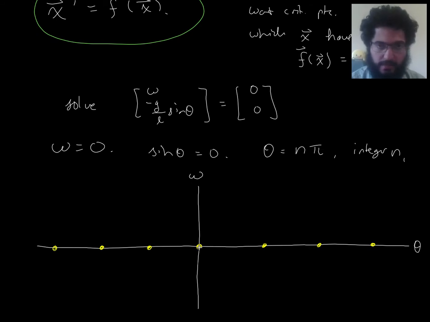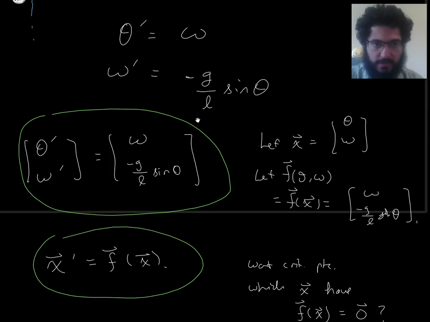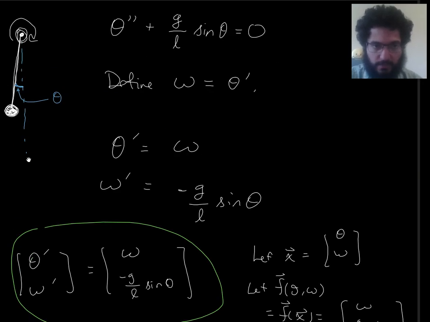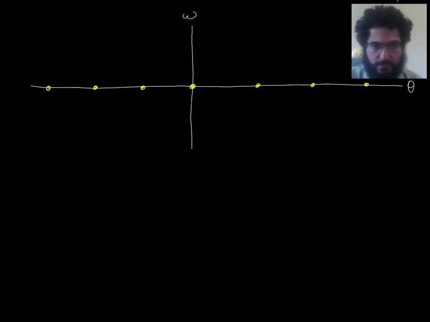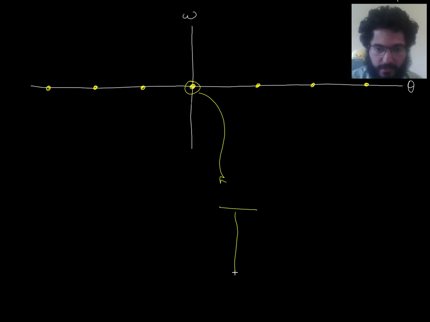So let's think about what these points stand for. What's 0, 0? That's theta equals 0 and omega equals 0. Remember theta stands for the angle of displacement from the vertical, and omega is the angular velocity. So if both are 0, this situation stands for the pendulum just hanging down like that and not moving, being at rest. Then it'll just stay there forever, doing nothing, right?